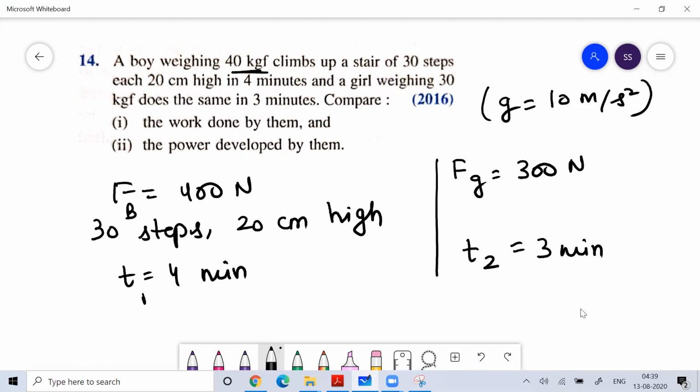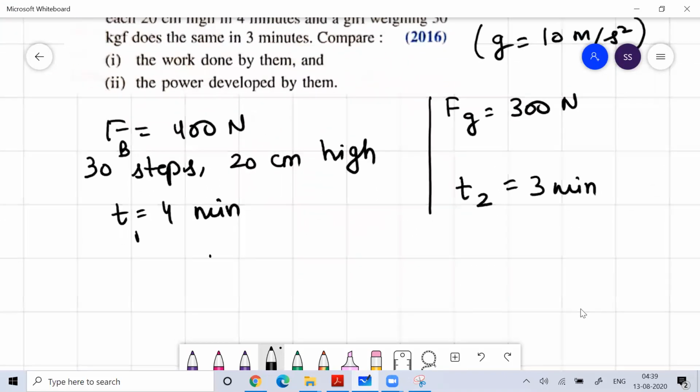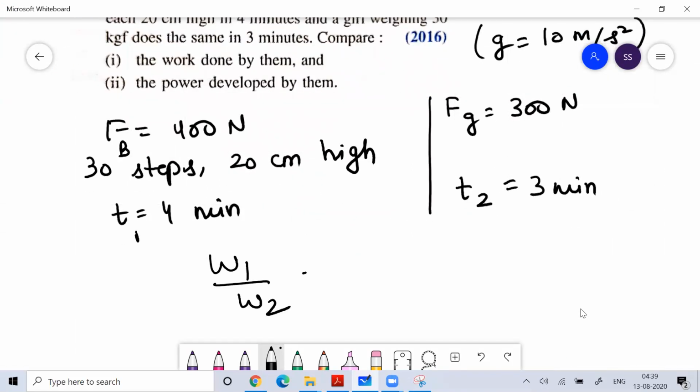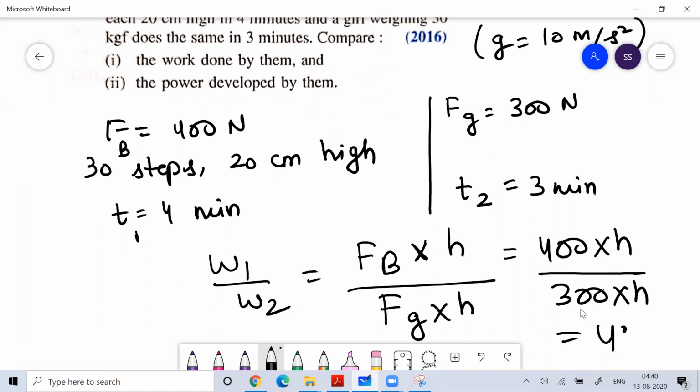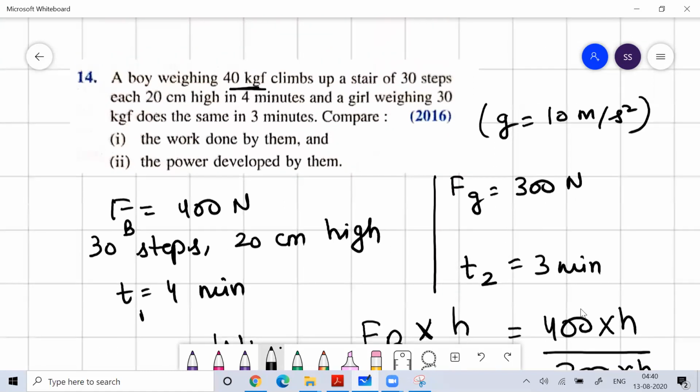So what is the work done by them? Compare the work done by them. Work done by them, W1 by W2, is the force of the boy into distance, both are covering the same distance, divided by the force exerted by the girl. So this is 400 into h, this is 300 into h. So the ratio of the work done is 4:3.